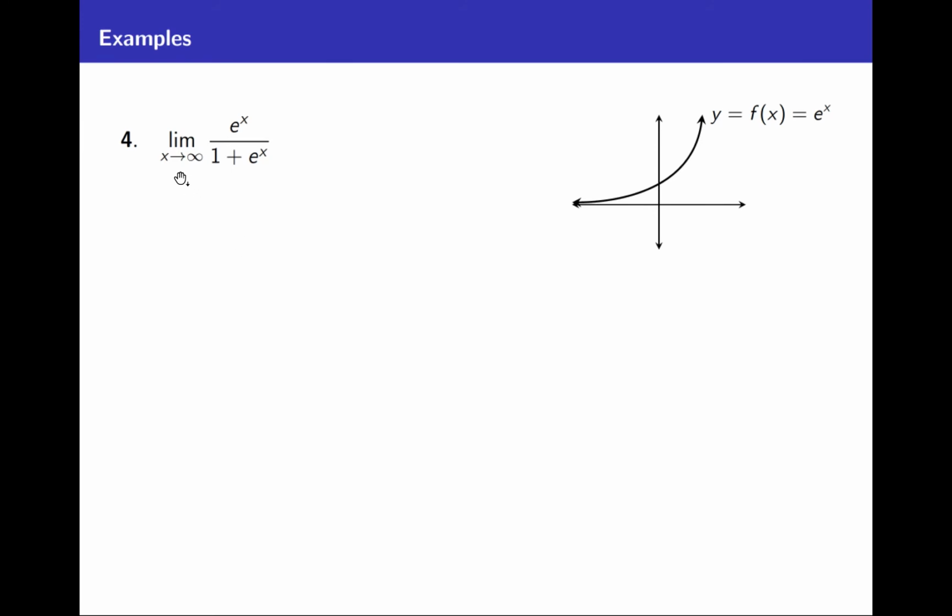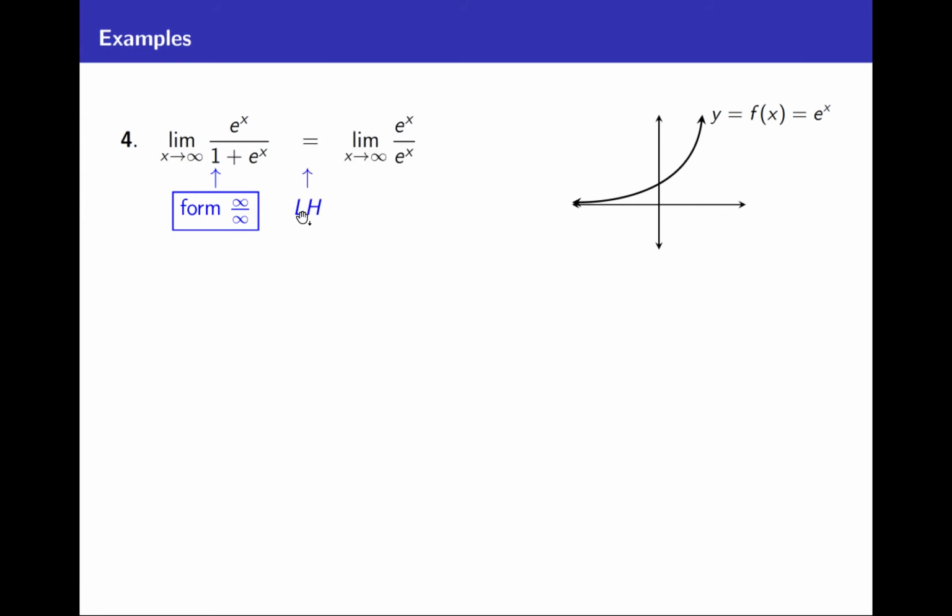In this next example, let's look at the limit as x goes to infinity of e to the x over 1 plus e to the x. Now, x is going to infinity, and remember, as x goes to infinity, e to the x goes to infinity as well. So what are we getting? The numerator is approaching infinity, and so is the denominator. So this limit has the form infinity over infinity, so L'Hopital's rule will apply to it.